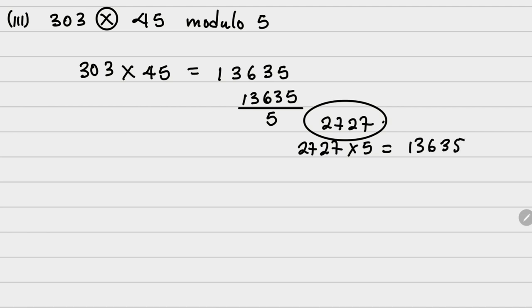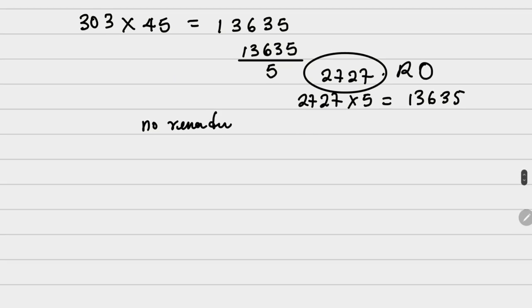Now, what that means is that there is going to be no remainder. So no remainder, or you can say the remainder is 0. Therefore, the answer is 0 mod 5.